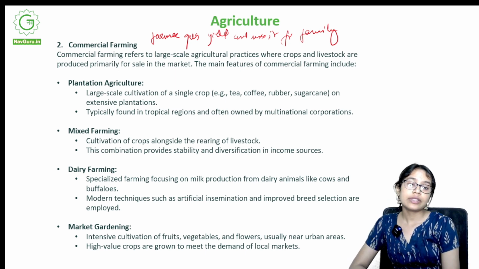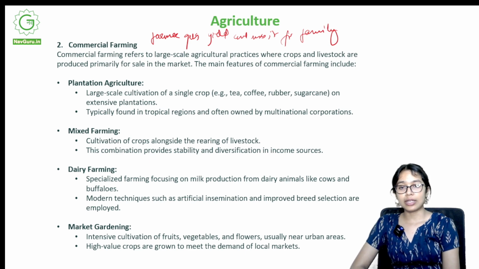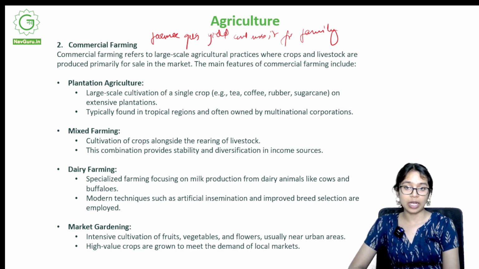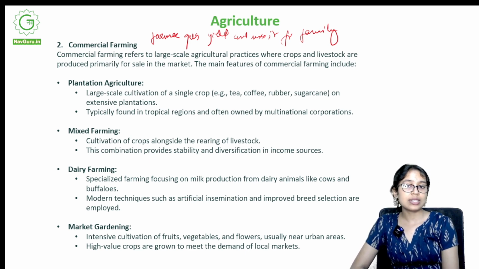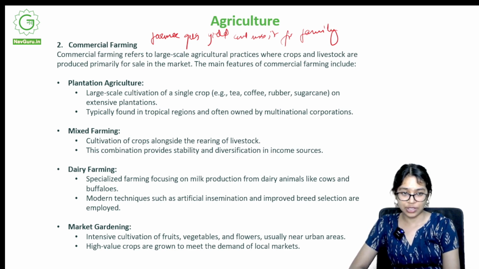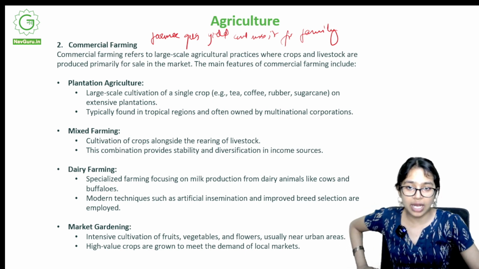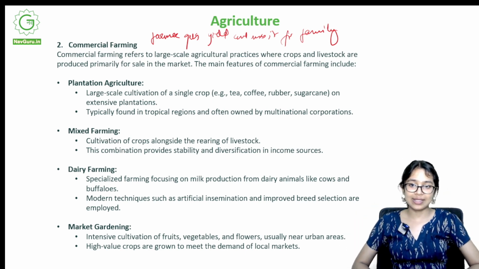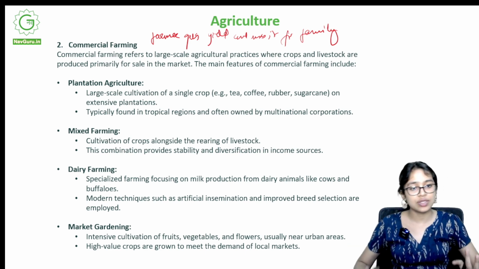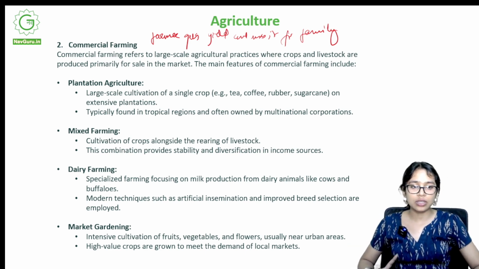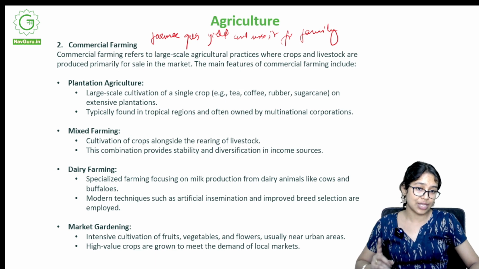Okay, the main features of commercial farming include plantation agriculture. So first is plantation agriculture, which is large scale cultivation of a single crop, for example tea, coffee, rubber, sugarcane, on extensive plantations, typically found in tropical regions and often owned by multinational corporations. So plantation agriculture sees large scale cultivation of just a single crop. And what are these single crops? These single crops are usually called cash crops.